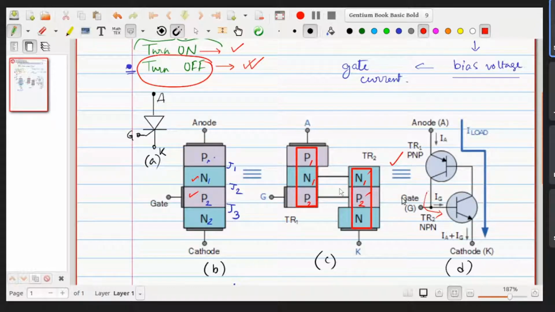But on the whole, if you imagine, what was my controlling parameter? The gate. I am applying the gate bias voltage. So when I think of the gate voltage, where is the control or trigger applied? It is applied at this particular point over this NPN transistor. So this is the total representation of the circuit in that sense.